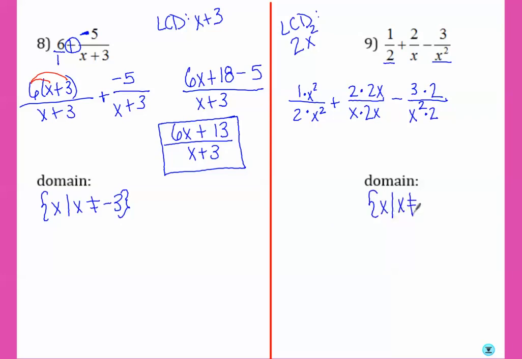Don't forget to write your domain here because it has an x squared. X cannot equal 0. And then simplify all your numerators. X squared plus 4x minus 6 all over 2x squared. The numerator again can't be factored, so we're done.